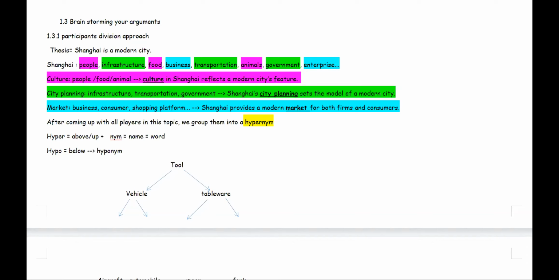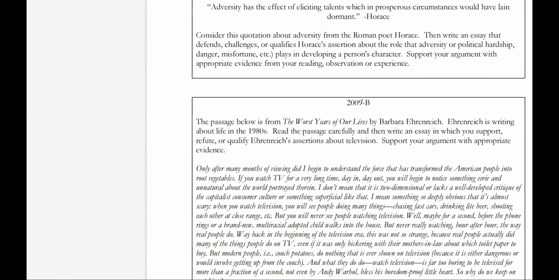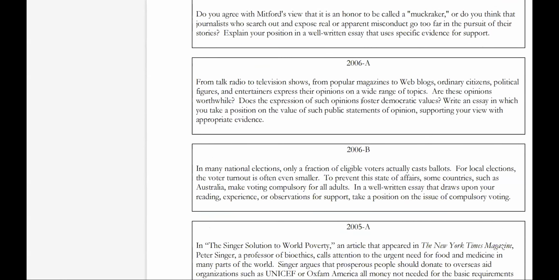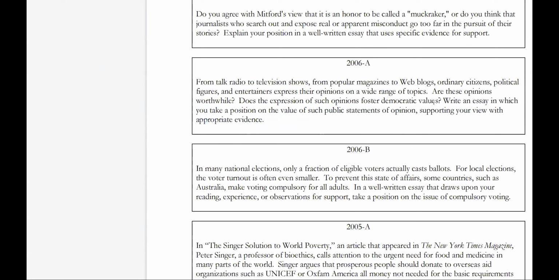Okay, so let's try true, false. Let's go back here. How about we try something not so complicated to begin with. Okay, how about this one? Let's try 2006, Form A. So first of all, let's try to decipher what kind of essay it's going to be. Is it true, false, or pros, cons? Ted, what do you say? True, false, or pros, cons?